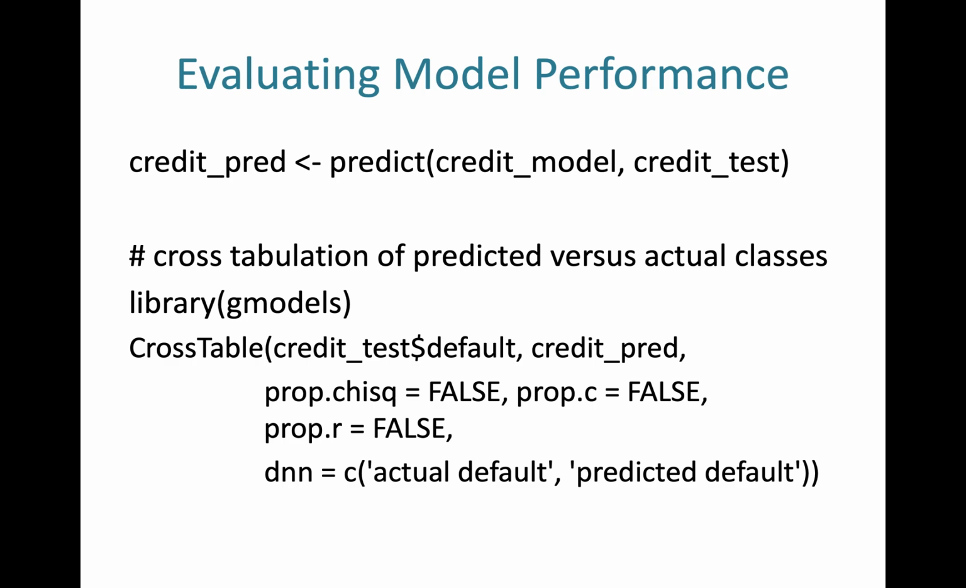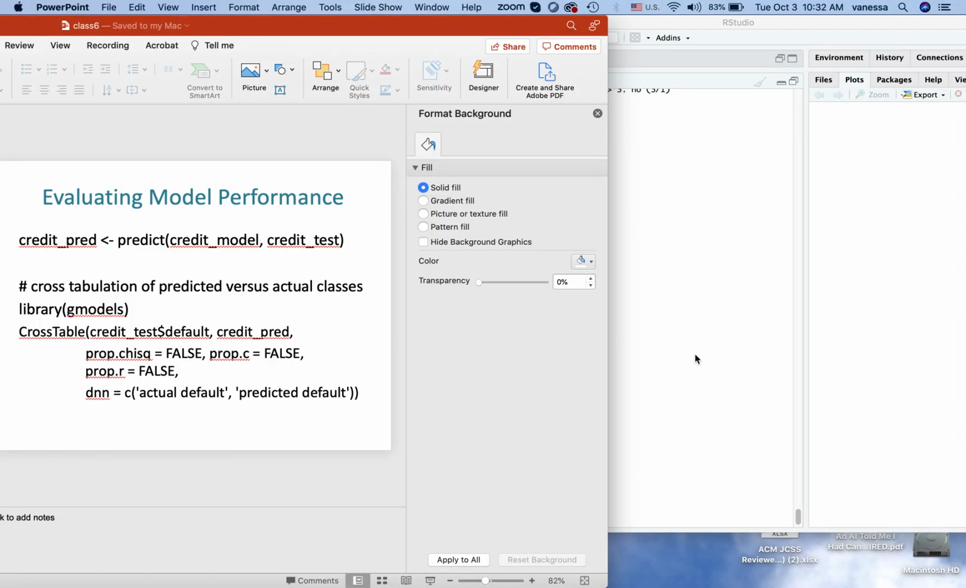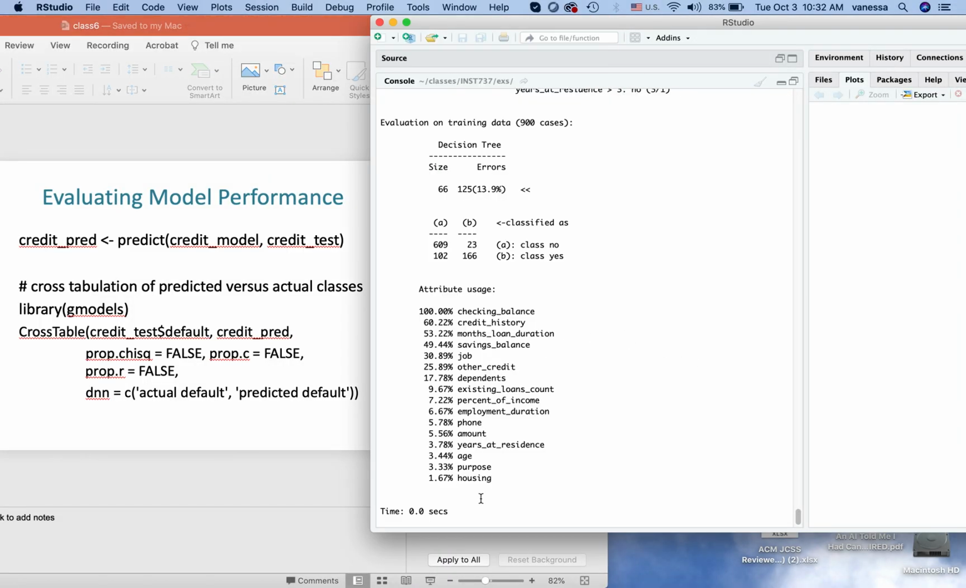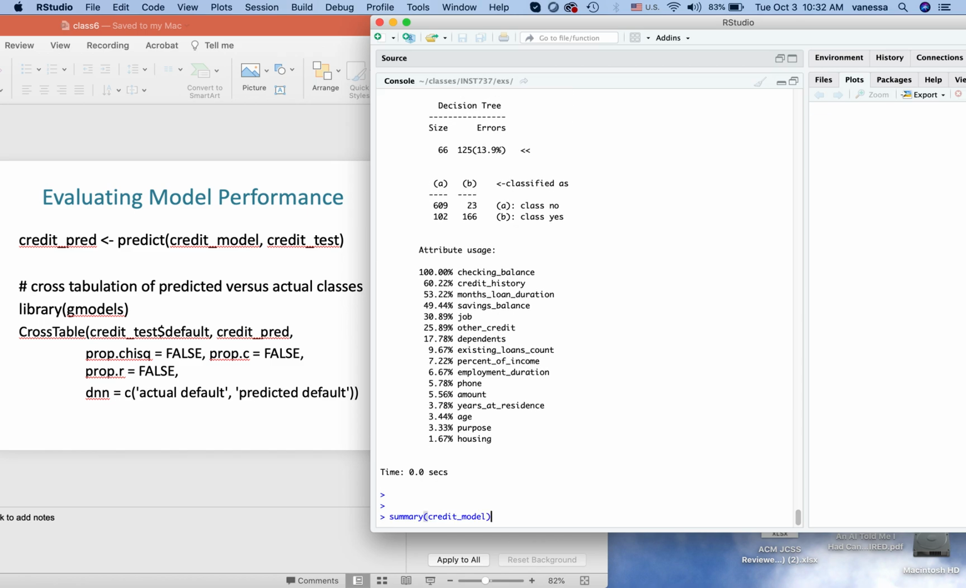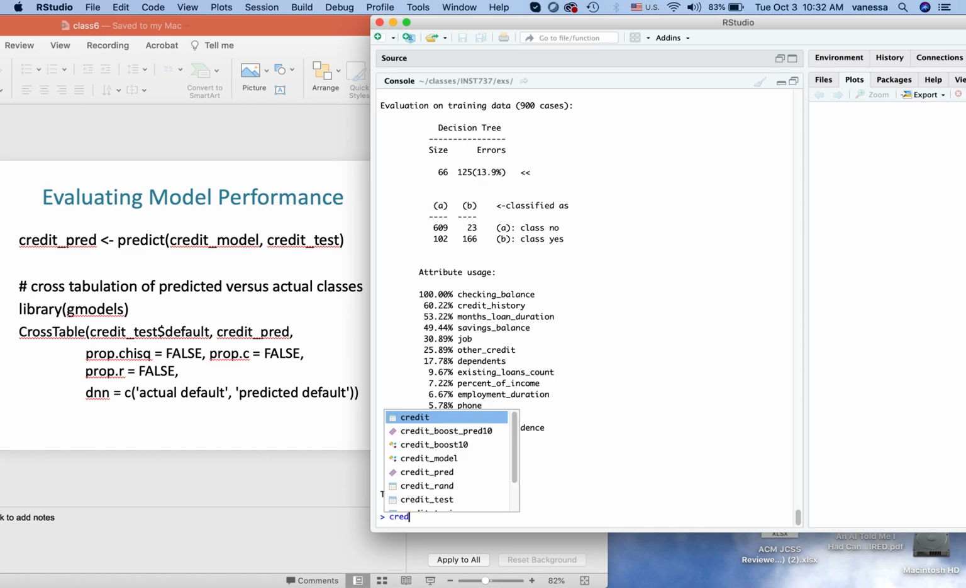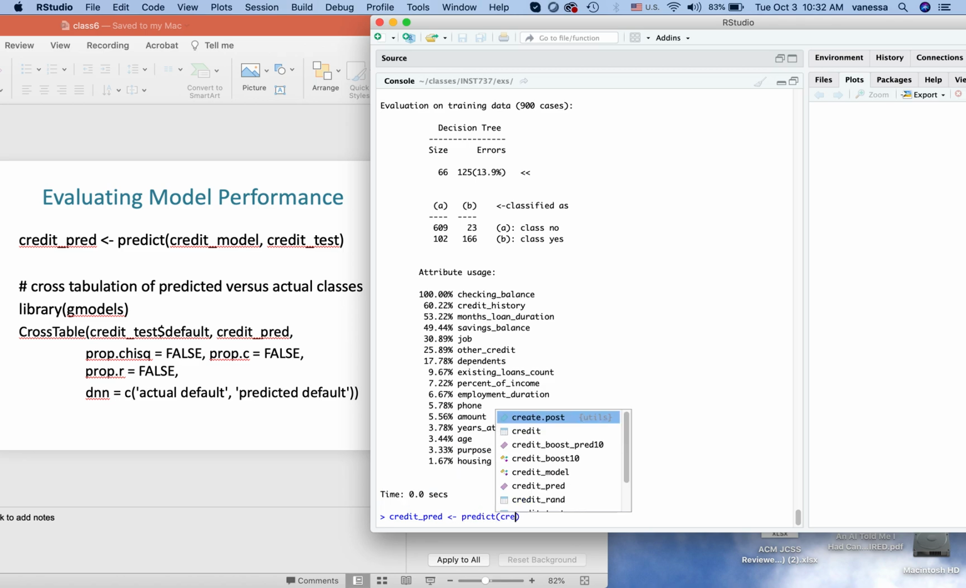To do that, we use the command predict, and then what you see here is the usual confusion table. Okay, so we will be using the cross table command to compute the confusion table as usual. So let me go here. Now that we have this credit model that we have created, we are going to predict. So we are going to call that output credit pred. We use the command predict, and we say, okay, we are going to use the model that we have trained to predict on the testing data set.